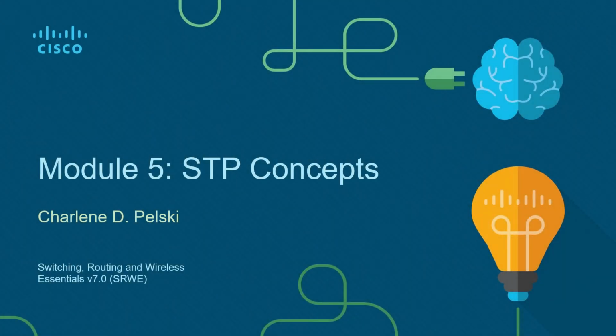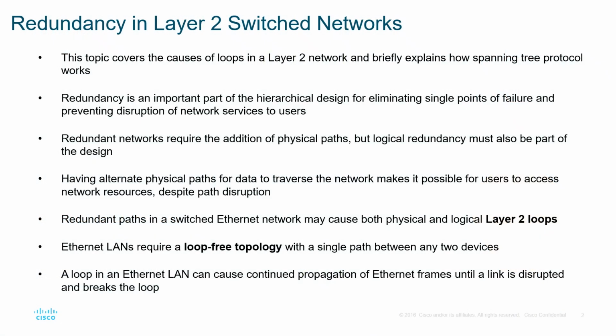So today we're talking about Module 5, which is STP, Spanning Tree Protocol Concepts. This topic is going to cover the causes of loops in a layer 2 network and briefly explain how Spanning Tree Protocol works.